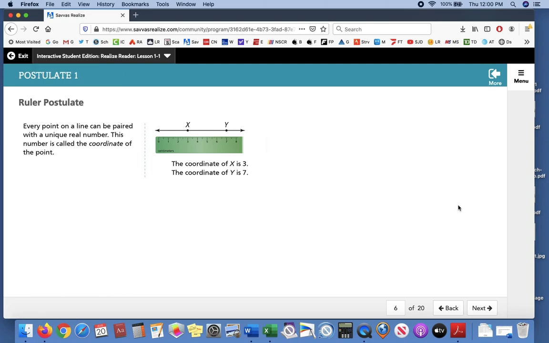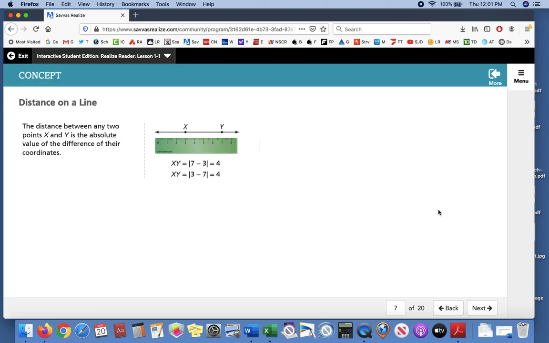Before we go to example 2, let's talk about this postulate. The ruler postulate: every point on a line can be paired with a unique number. This number is called the coordinate of the point. For example, point X is right above the 3, so I would say the coordinate of X is 3, and Y can be paired up with the 7, so the coordinate of Y is 7. And if I had to come up with a length of segment XY, I could just subtract those two numbers.